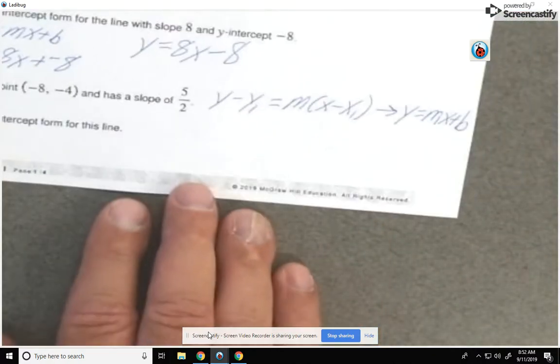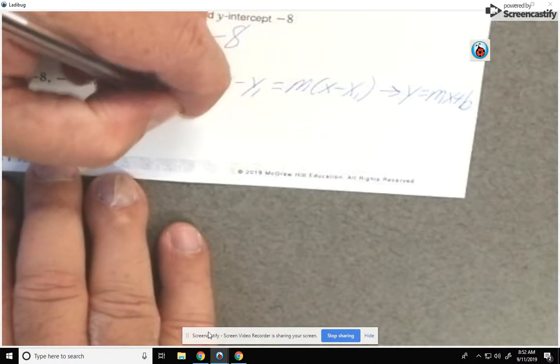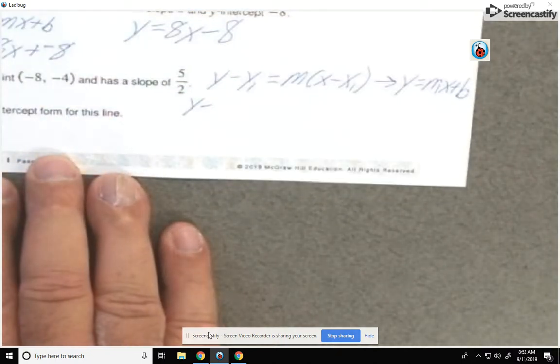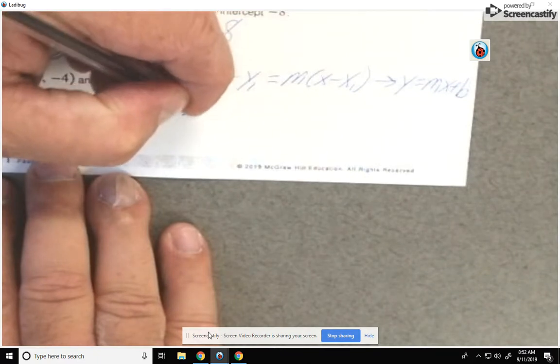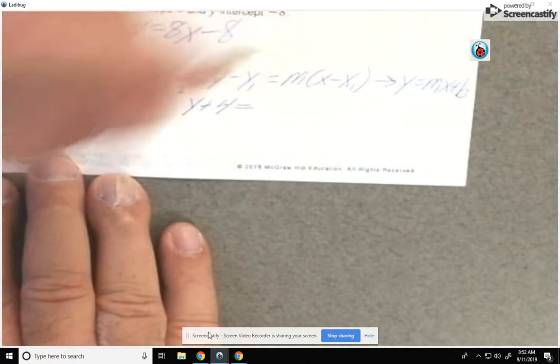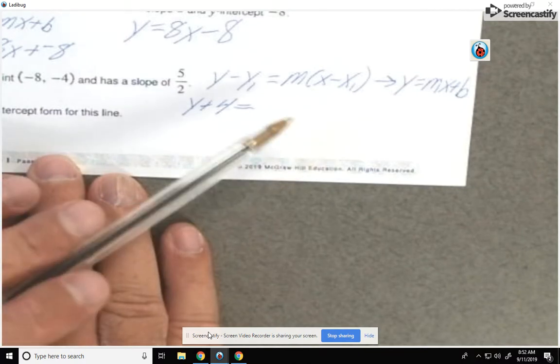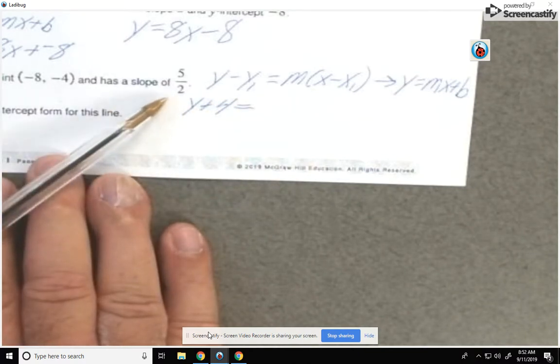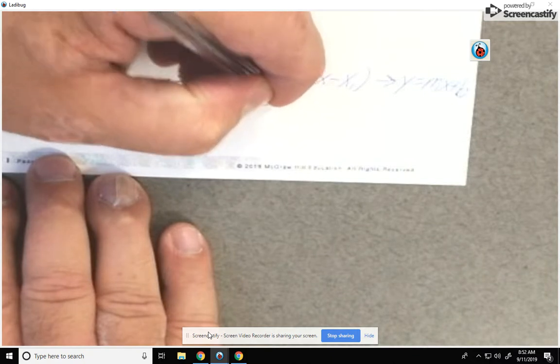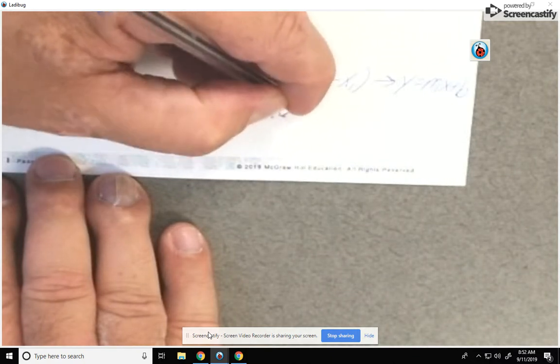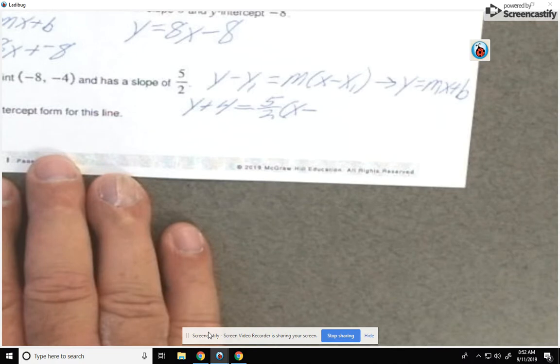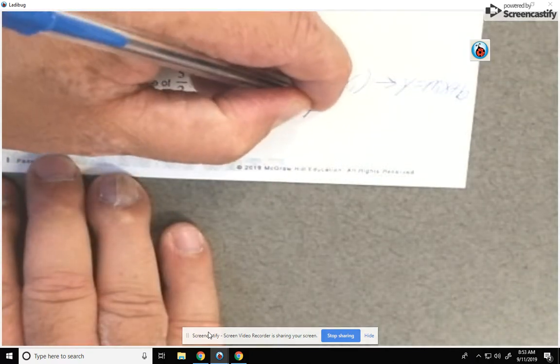Okay, so to start doing this, we're going to write our equation. So we have y minus our y1. Our y1 is a -4. And again, instead of writing minus a -4, we know we change that to +4. M is our slope, which they tell us is 5/2. And then x minus our x1. But again, from our point, our x1 is a negative, so instead of writing minus a negative, we write plus, so we get +8.